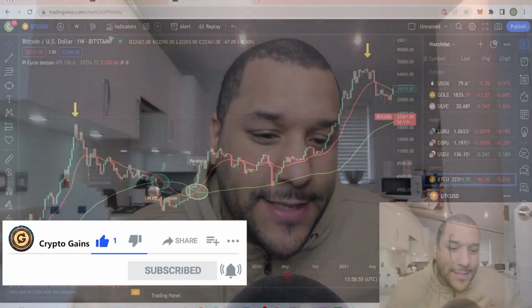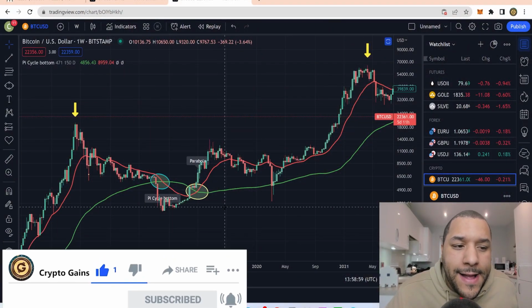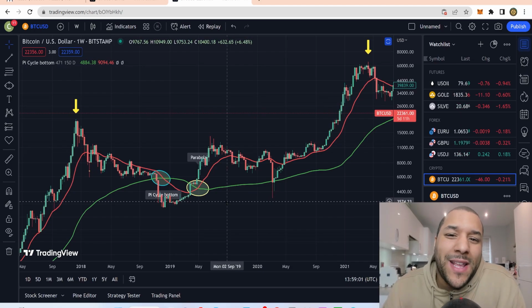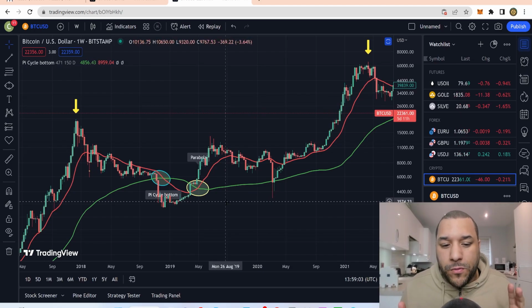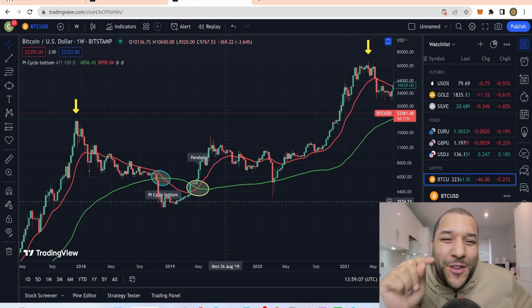Let's take a look at this. I'm going to show you something really powerful with this Pi cycle indicator. What is it? What does it do? Well, first of all, this is not financial advice. Please do your further research before you invest your money.